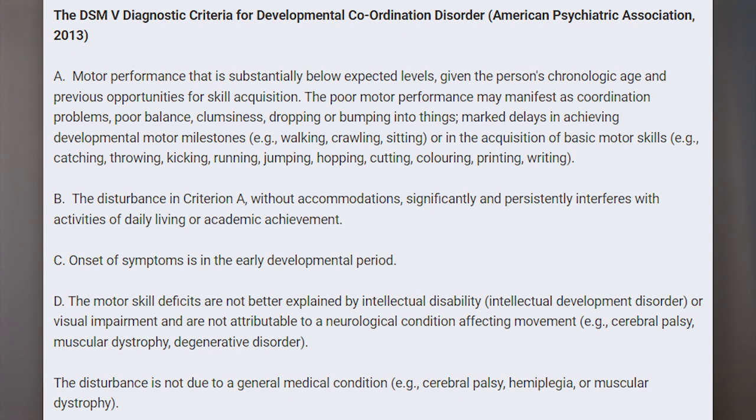B. The disturbance in criterion A without accommodations significantly and persistently interferes with activities of daily living or academic achievement. C. Onset of symptoms is in the early developmental period. D. The motor skill deficits are not better explained by intellectual disability, intellectual development disorder, or visual impairment and are not attributable to a neurological condition affecting movement, e.g. cerebral palsy, muscular dystrophy, degenerative disorder. The disturbance is not due to a general medical condition, e.g. cerebral palsy, hemiplegia, or muscular dystrophy.